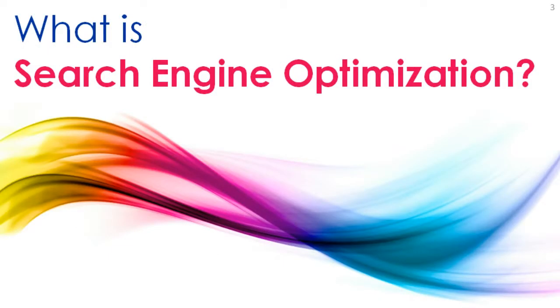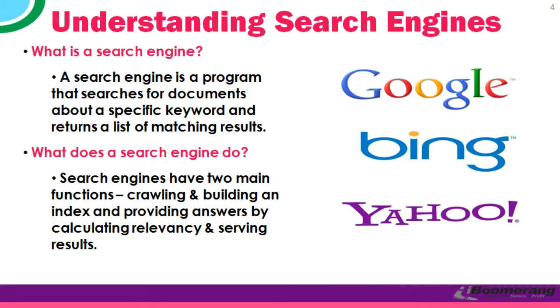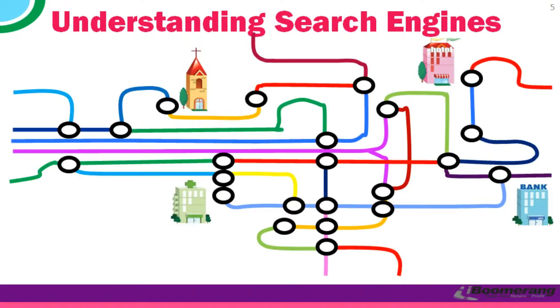Okay, so first let's define search engine optimization. To understand search engine optimization, you need to understand how search engines like Google, Yahoo, and Bing actually work. A search engine is a program that searches the internet for documents such as web pages, images, or PDF documents for a specific keyword or key phrase, and then returns a list of matching results. Search engines have two main functions. The first is to index all of the documents across the internet, and the second is to rank those documents based on relevancy to the phrase that's put into the search engine.